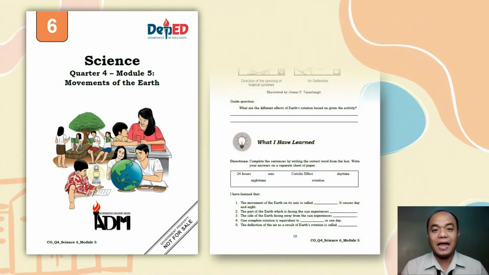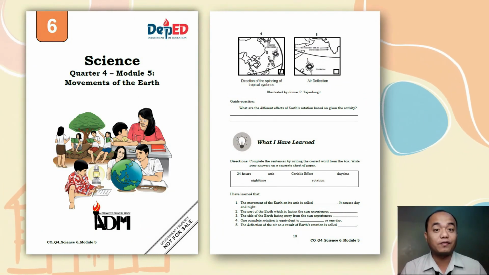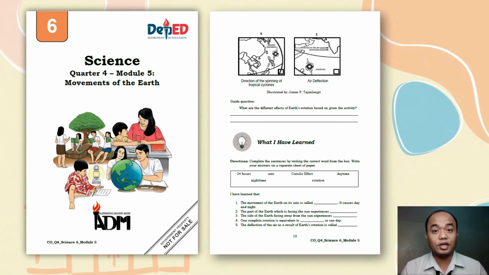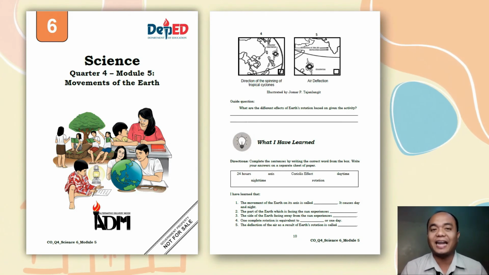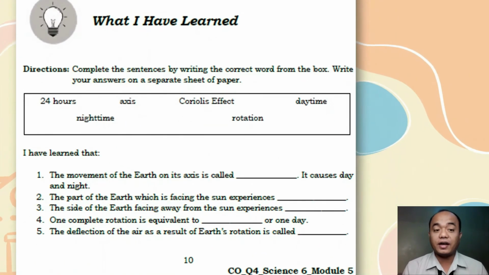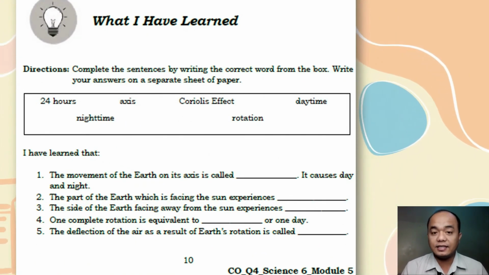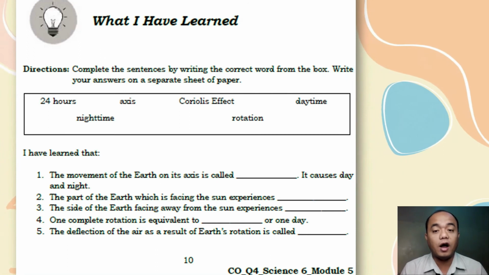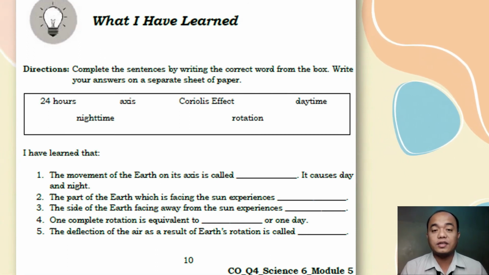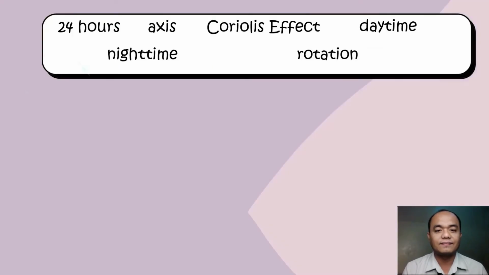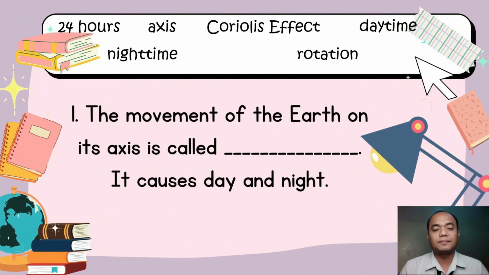Now this time, let's answer the What I Have Learned part of your Module 5, particularly the Lesson 1. And this could be found on page 10. Directions: complete the sentences by writing the correct word from the box. So again, we will just choose our answer inside the box. Number 1. The movement of the Earth on its axis is called blank. It causes day and night.